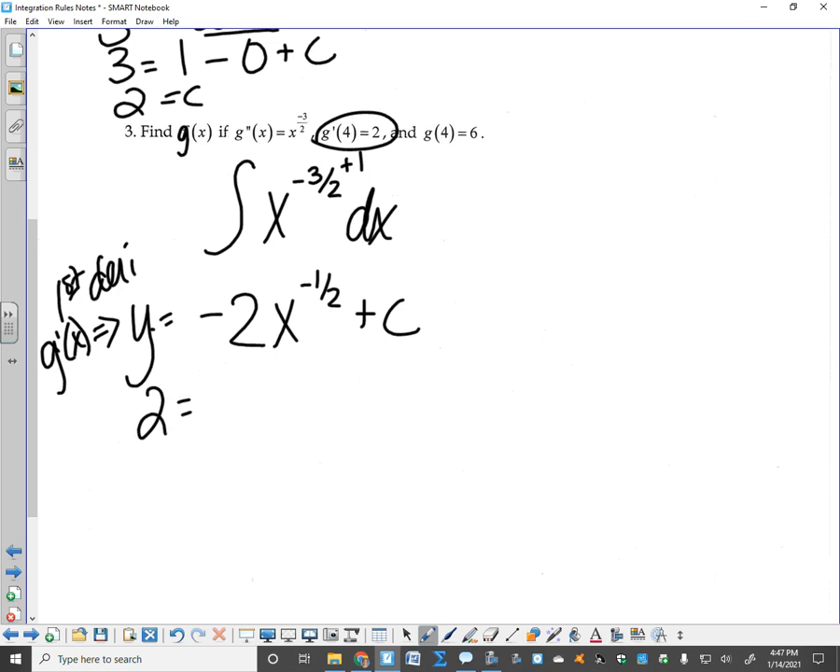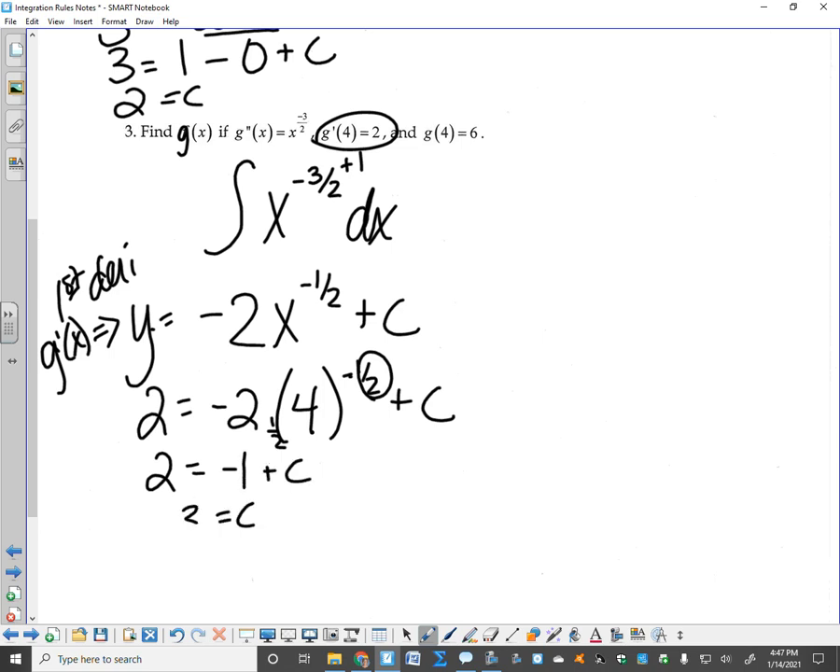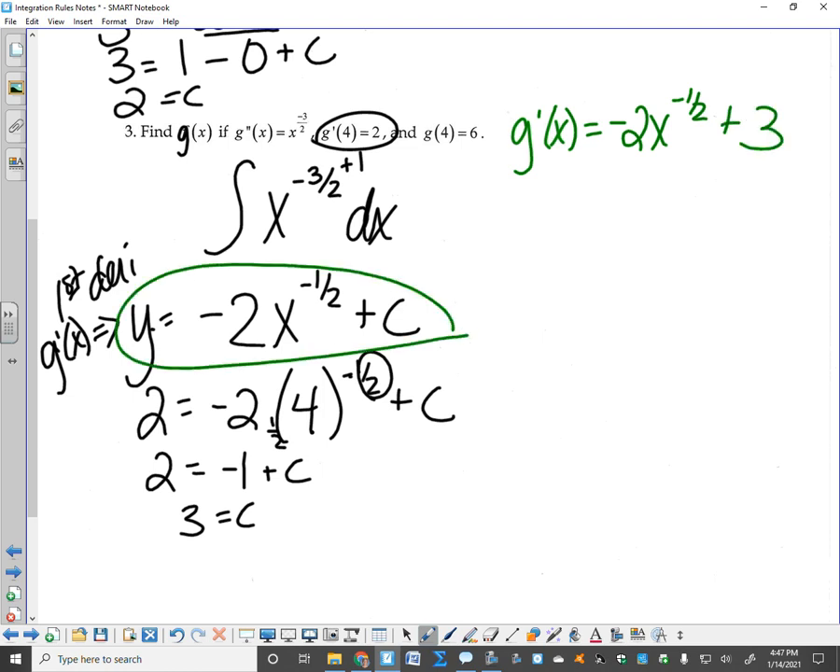So y is 2, x is 4, 4 square rooted is a 2, move to the bottom is a 1/2, times negative 2 is negative 1, so c equals 3. So g prime of x equals negative 2x to negative 1/2 plus 3. I went right here. And I labeled him instead of y, I labeled him as g prime.